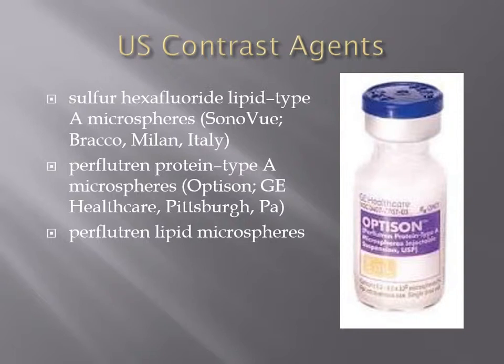This is an example of one of the contrast agents. When it was produced for the market, there were two generations. The first generation is sulfur hexafluoride, Lumason type. This one is the first generation. The second generation, used now in the market, is the perflutren protein type A. And this is one of the pictures.